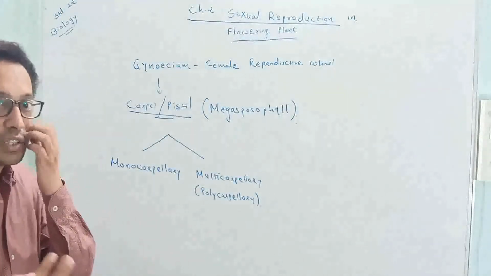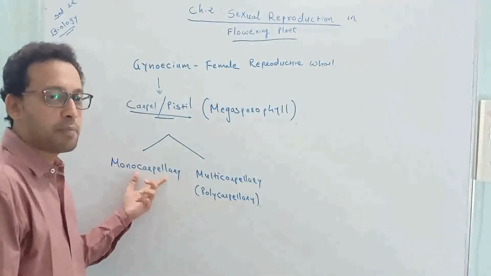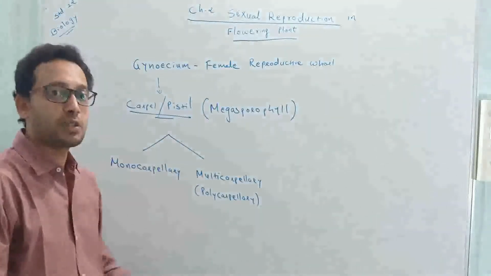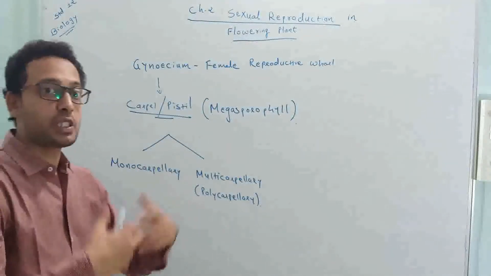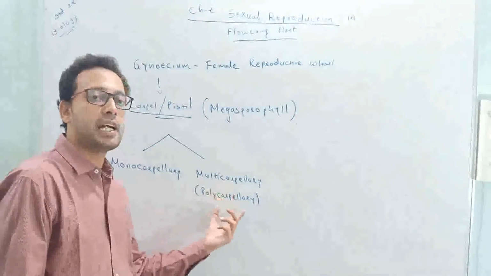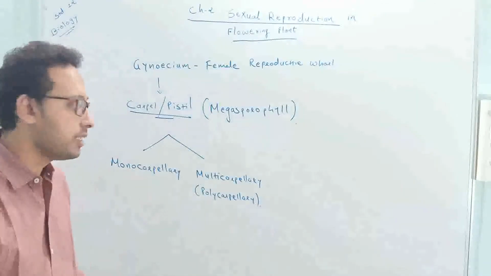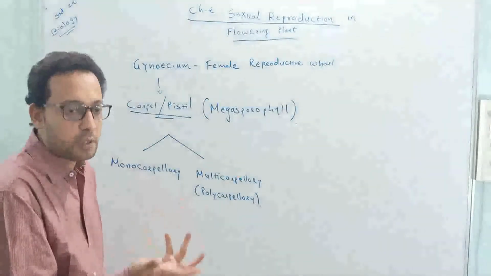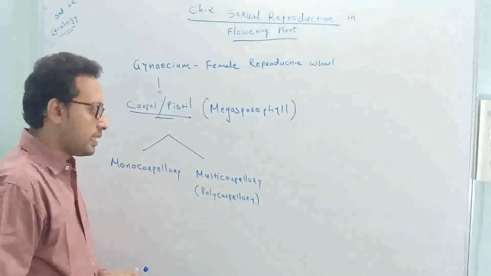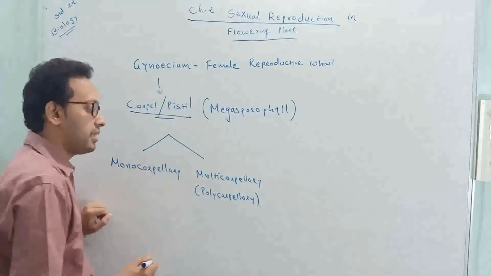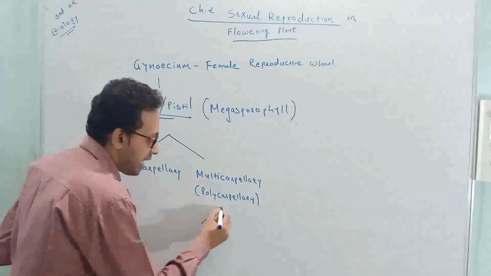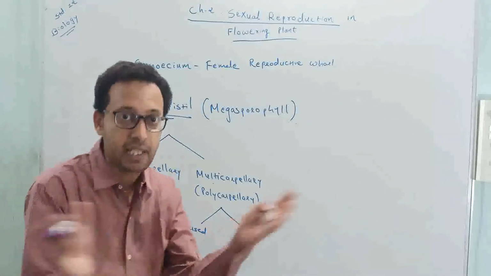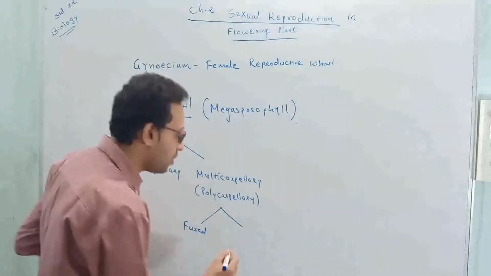Actually it is divided into three parts. If it possesses one carpel, then it's called as monocarpellary flower. If it possesses two carpels, then it's called as bicarpellary flower. And if it possesses many carpels, then it's called as multicarpellary or the polycarpellary flower. If there is one carpel, then there is no problem of fusion or separation. But when there is a multicarpellary flower, the carpels may be fused, means they are attached with each other, or they may be free.